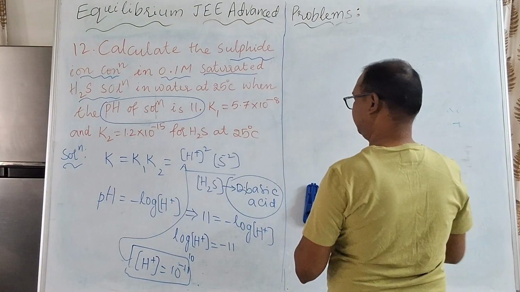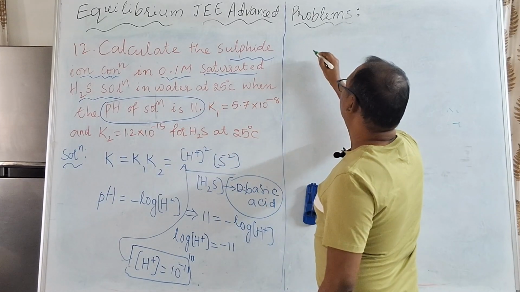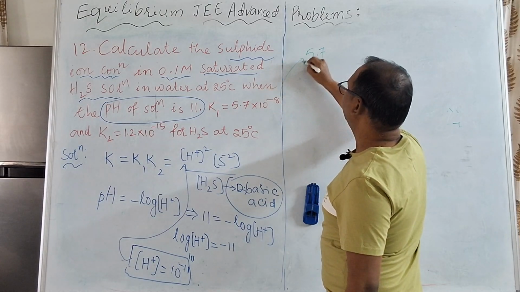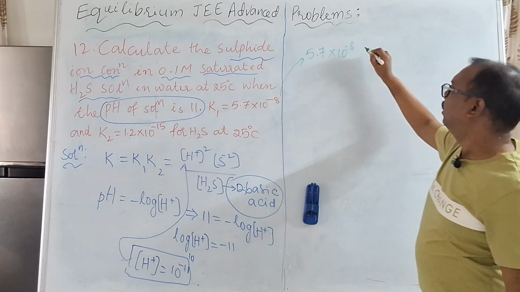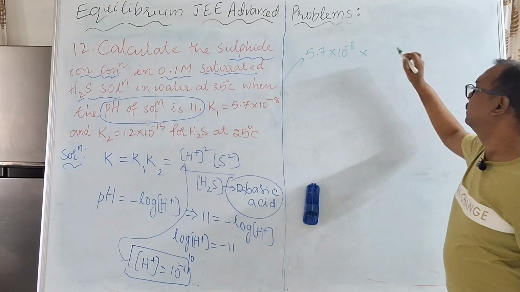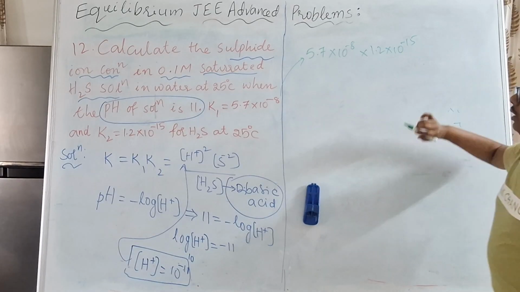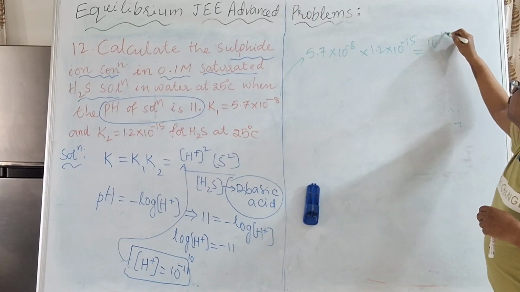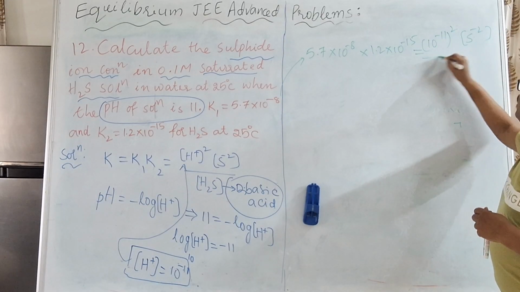I am writing that, you see, K1 into K2. K1 is given here, 5.7 into 10 power minus 8, you see that, into K2, which is given as 1.2 into 10 power minus 15. That is equal to the concentration of H plus; take that and substitute here, 10 power minus 11, and S minus 2 we are required to find out.